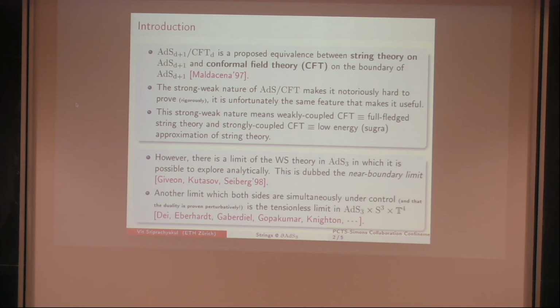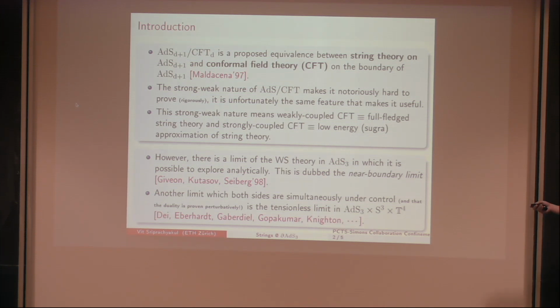But in this talk, I'm going to tell you about one limit on the worldsheet theory which you could take, which then simplifies a lot of calculations on the worldsheet theory. In particular, it allows you to calculate explicitly worldsheet amplitudes, or S-matrices, and then we can use that information to deduce or actually derive the dual CFT. This limit is the so-called near boundary limit, which I'm going to talk more about on the next slide.